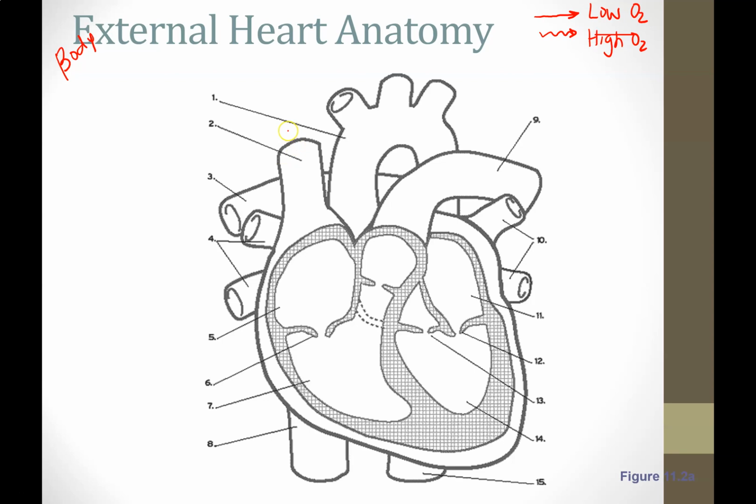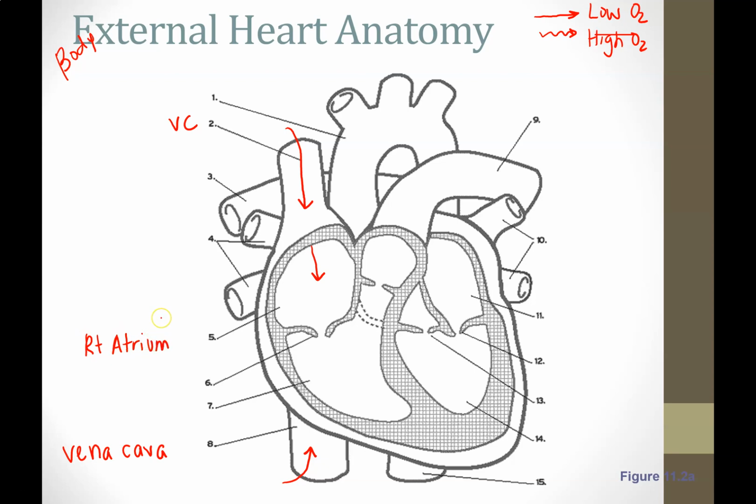It's going to enter either number 2, or it's going to come in the bottom, number 8. 2 and 8 are the same thing. They are your vena cava. Now, they could be superior or inferior, but 2 and 8 are your vena cava. And that is pretty much the most deoxygenated blood you have. It's going to enter chamber number 5. And chamber number 5 is going to be known as your right atrium.